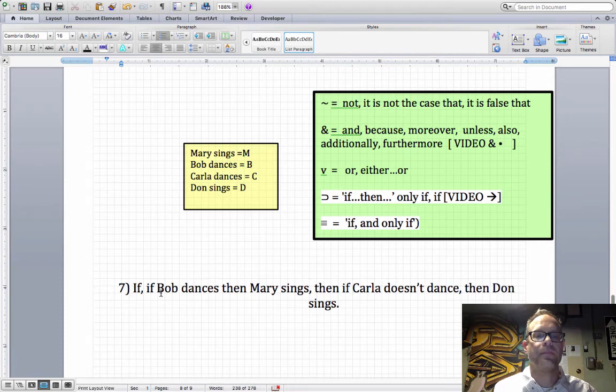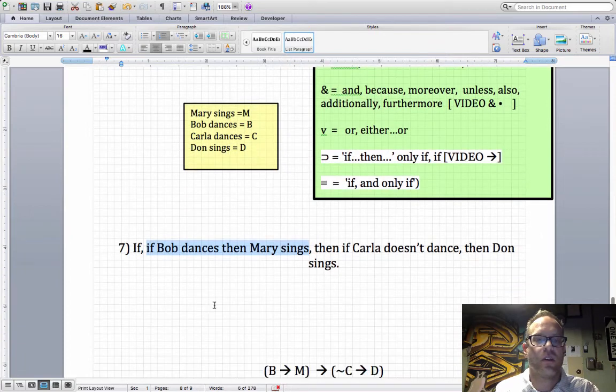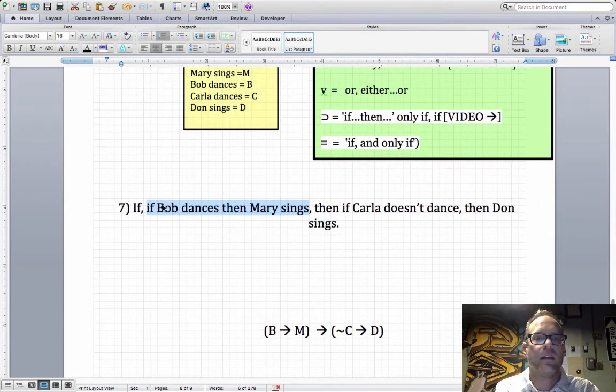All right. If Bob dances, then Mary sings. Okay, so this is me telegraphing to you guys, you're going to have another conditional that is itself built up of some other conditionals. So if Bob dances, then Mary sings. So that's this part here, right? If Bob dances, then Mary sings. This part right here is just B implies M.